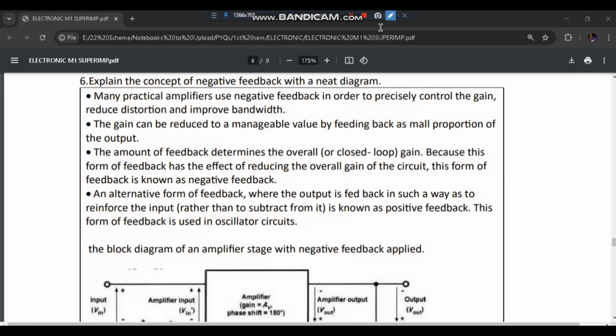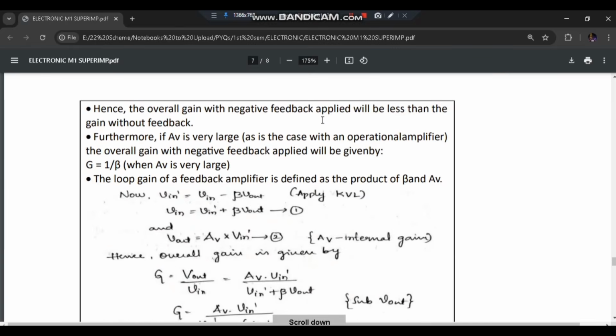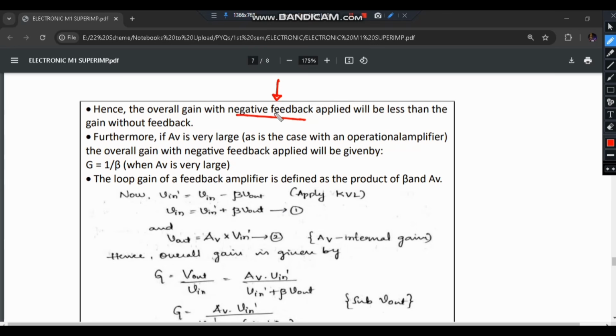So the circuit diagram is given here, you can go through it. This is the diagram you need to make, and this is the formula, the calculation. How did we get the formula? The overall gain with negative feedback applied will be less than the gain without feedback. If there is no feedback, we have some gain, and with negative feedback we will have less than that, because negative feedback reduces the gain. That is the main aim of it. If the amplifier gain is very large, we use the formula G is equal to 1 by beta, where beta is the constant and G is the gain.